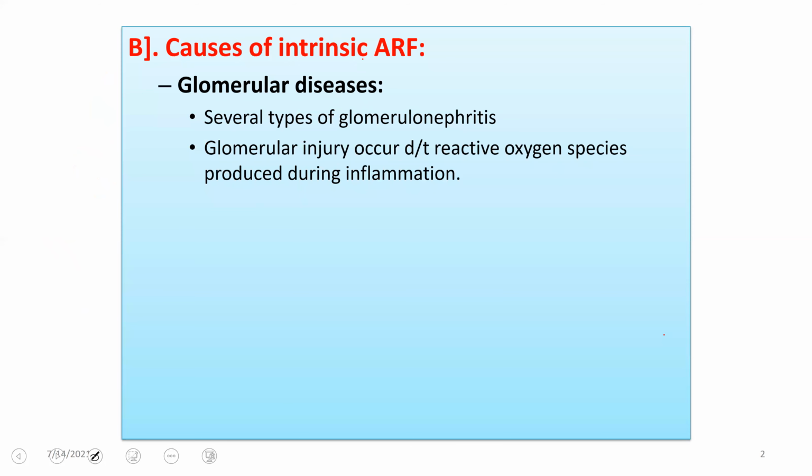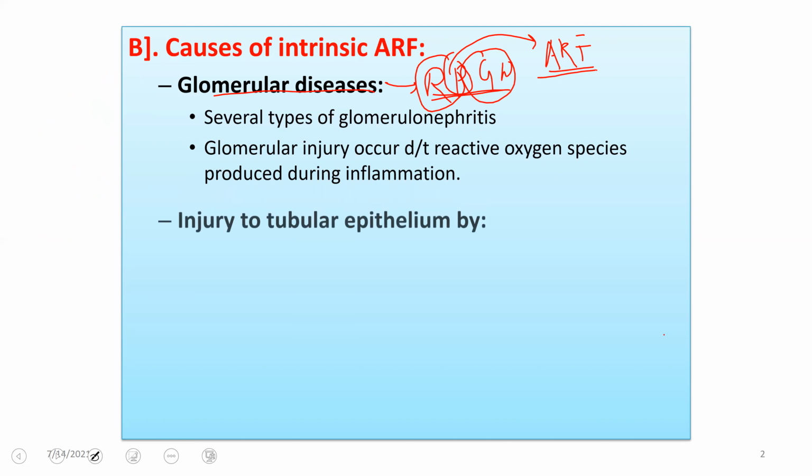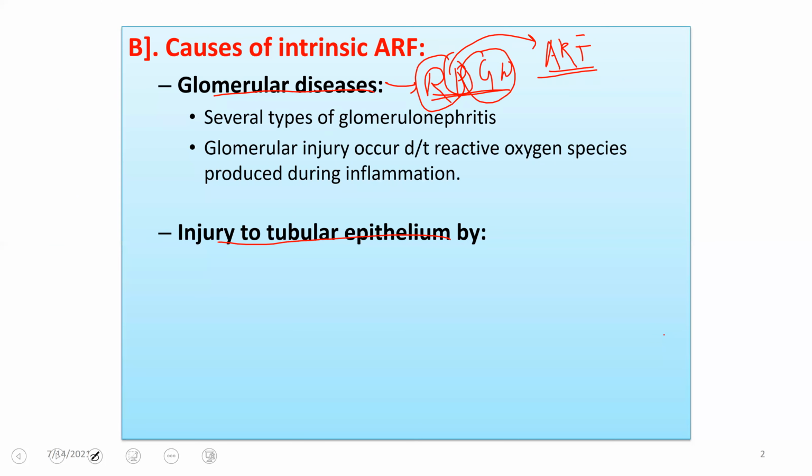Whenever we talk about glomerular diseases that lead to acute renal failure, the name that comes to mind is RPGN. As I said in the video on RPGN, it is rapidly progressive glomerulonephritis, with a very short course that will manifest with acute renal failure. So it is one of the very important glomerular causes of acute renal failure. Not just that, there can also be damage to the tubular epithelium.